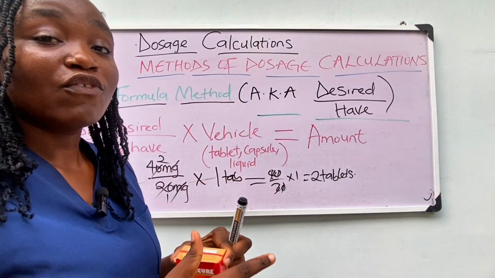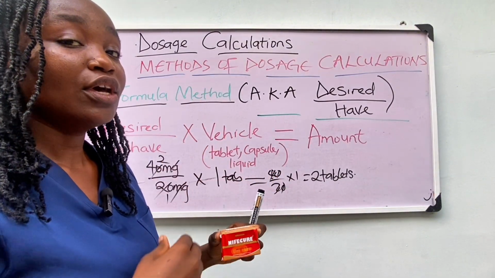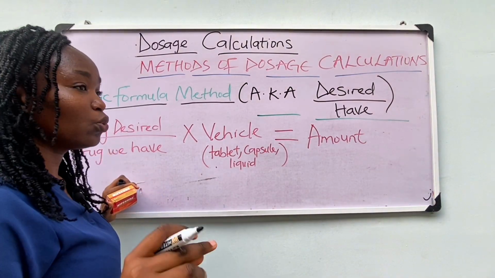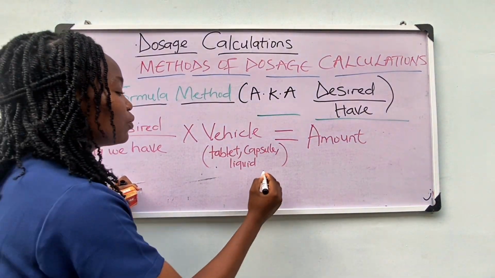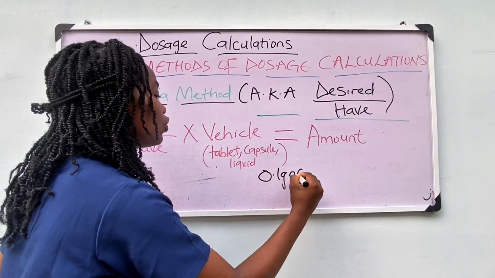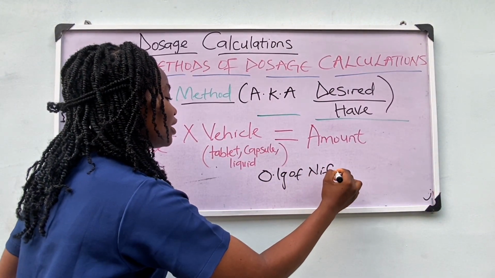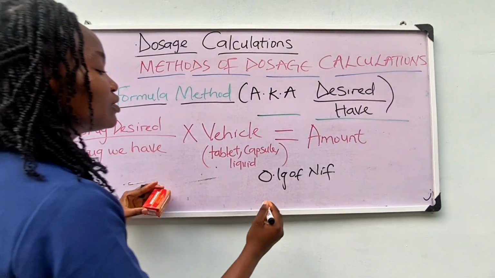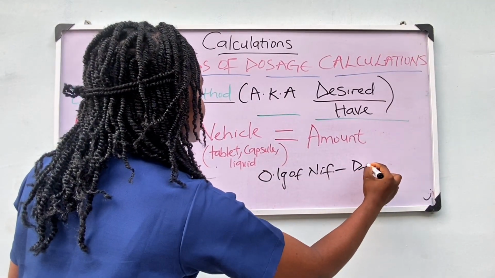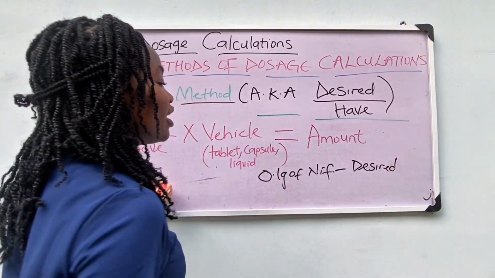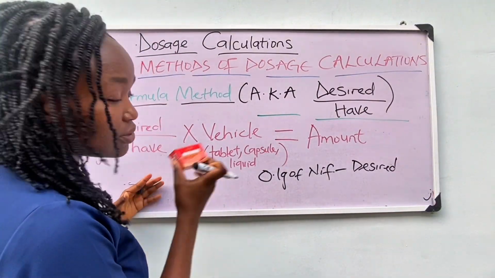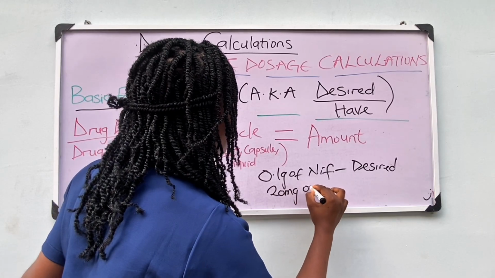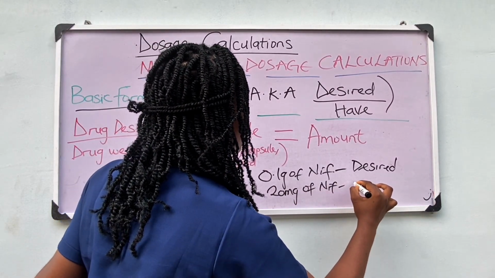Now let's solve for a different occasion where we have to do some metric unit conversions. Let's say that in this scenario, what was prescribed for this patient was 0.1 gram of nifedipine. This is the drug desired. Now, what do we have? We already know that 1 tablet contains 20 milligram of nifedipine. So I have 20 milligram of nifedipine. This is the drug I have.